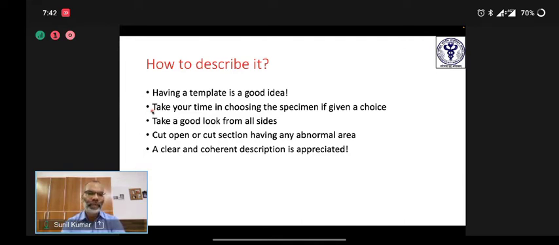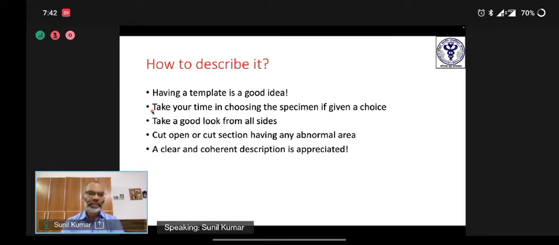Many times it will be cut open or it may be cut section also. Sometimes it is just a slice of liver, slice of lung, or a cut section of uterus. Most of the time you have a representative whole organ, but many a times you just have a section, and be prepared for that.